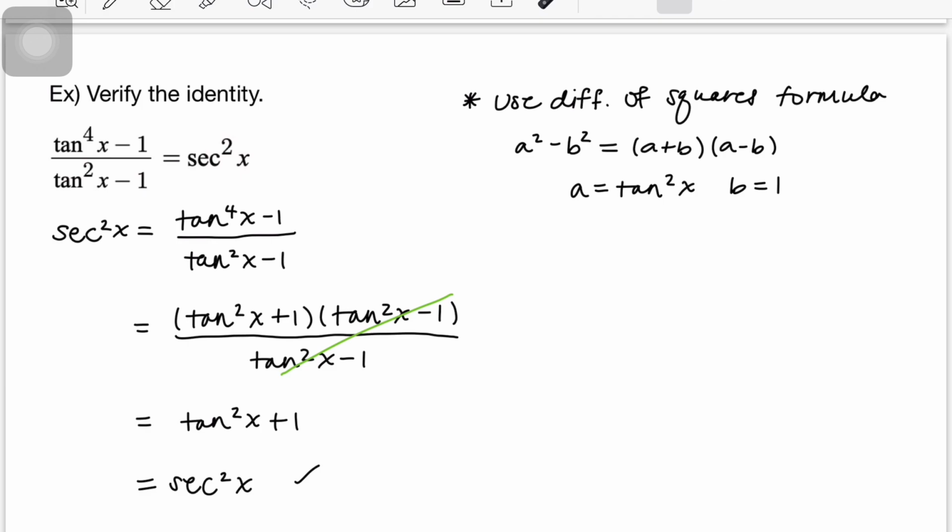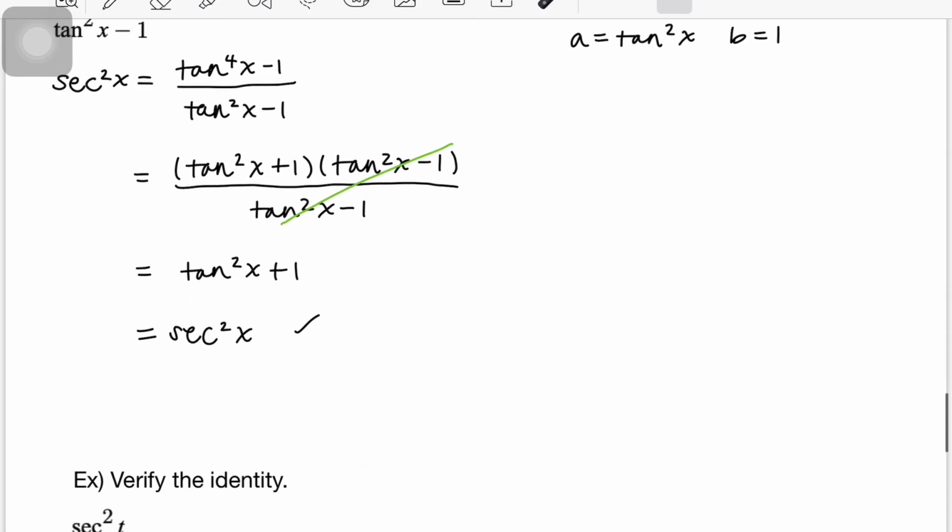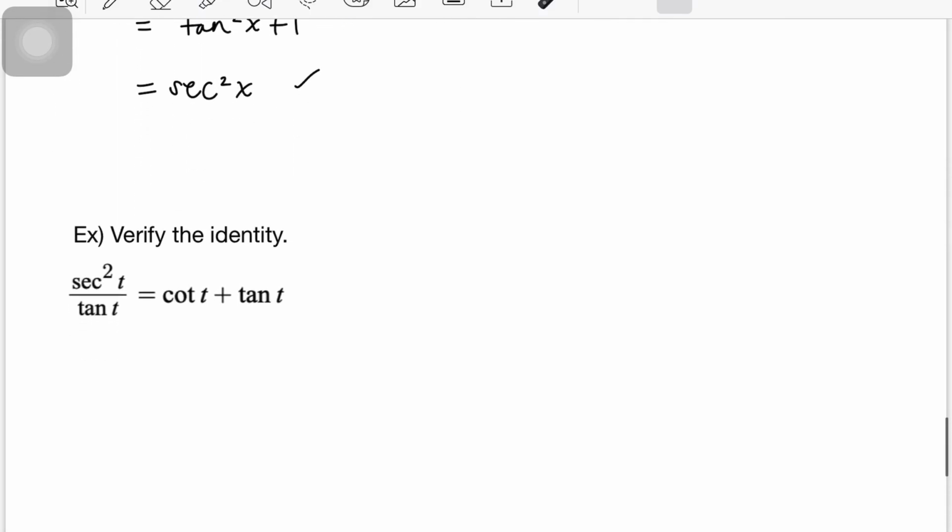All right, let's look at another example. We want to do the same thing. We want to verify this identity, make sure that this is exactly equal to this here. And again, what we're going to want to do is try to simplify the more complicated side. We can see here that the left-hand side is a little bit more complicated than the right. So I'm going to rewrite this, again, just so it's obvious what side we're simplifying.